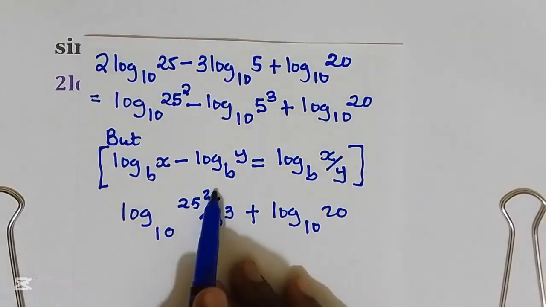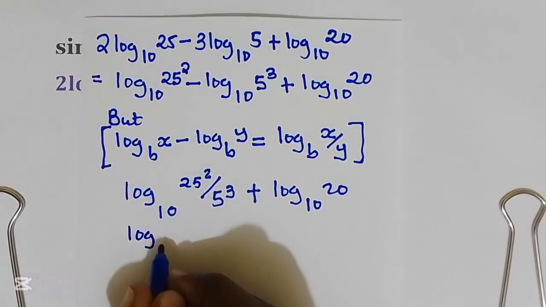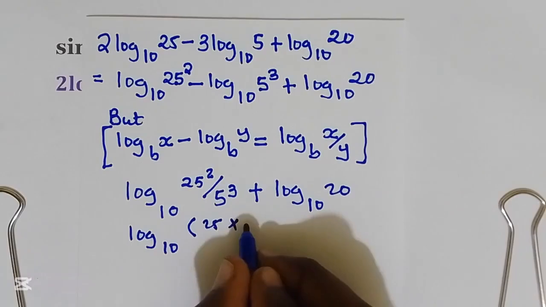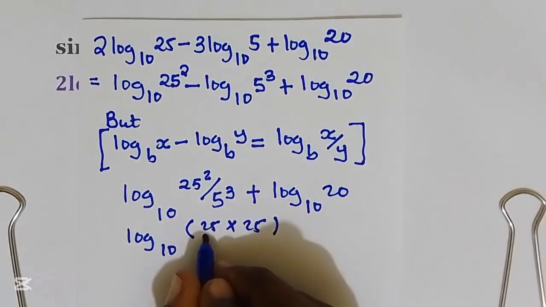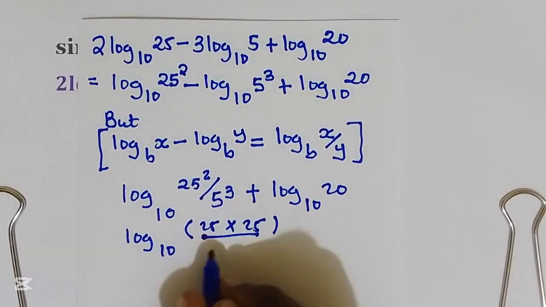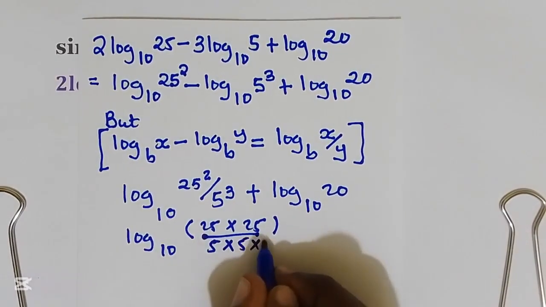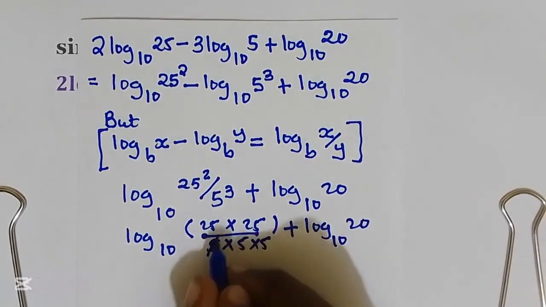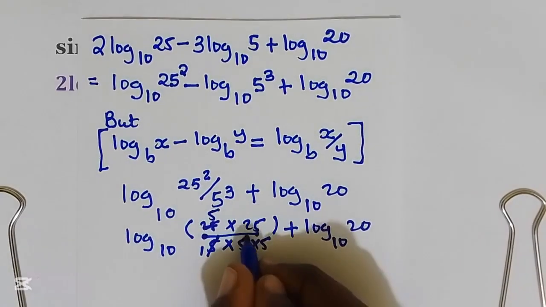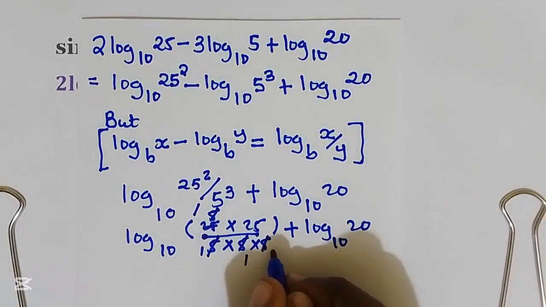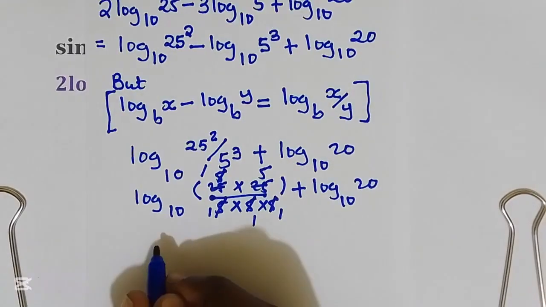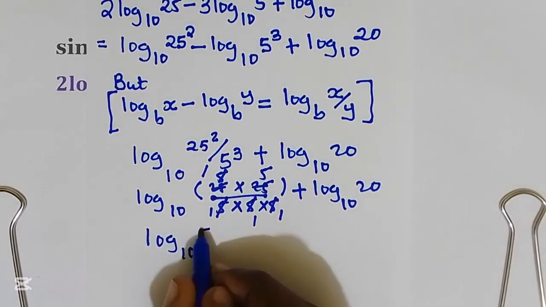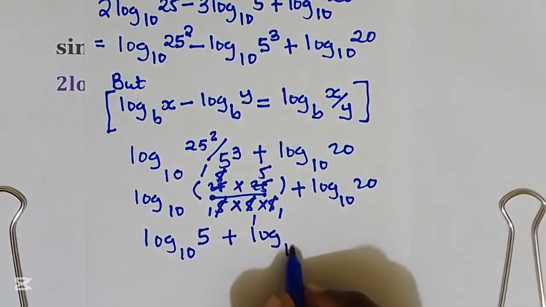Let us simplify this part here. That is going to be log base 10 of 25 power 2, that is 25 multiplied by 25, divided by 5 power 3, that is 5 multiplied by 5 multiplied by 5, plus log base 10 of 20. Dividing by 5 we get 1, by 5 I got 5, by 5 1, by 5 1, by 5 I got 1, by 5 it is 5. So here we remain with log base 10 of 5 plus log base 10 of 20.